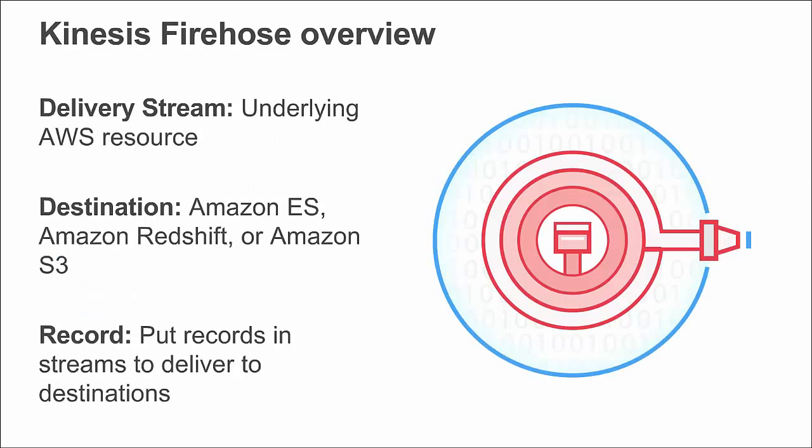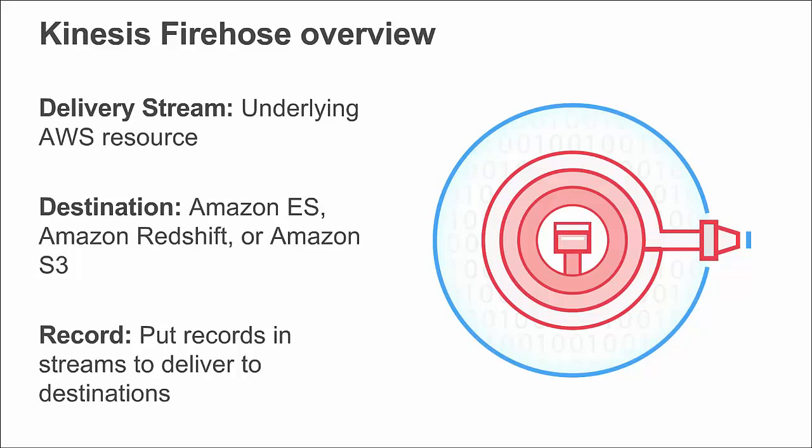Let's take a deeper look into Firehose. The delivery stream is the underlying AWS resource. Data is buffered in a stream. The Kinesis stream is not made available to you as the customer using Kinesis Firehose. However, there is a stream that is part of the Firehose service that is buffering the data. You choose one of 3 different services, either Elasticsearch, like I mentioned, Redshift, or S3. And you also define a few properties for how long Firehose should buffer that data before it writes it to the destination.